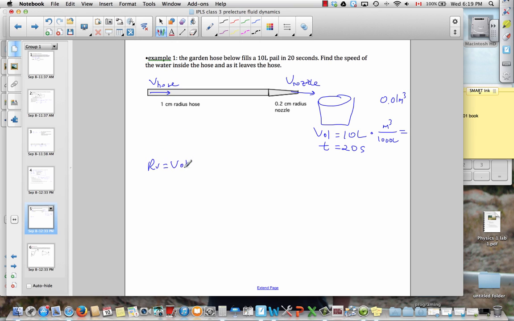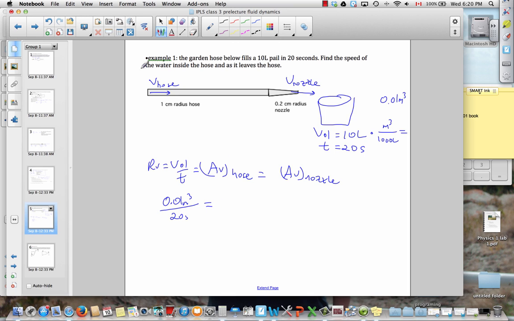Volume rate of flow, which is volume over time, is going to be the same in the hose as it is at the nozzle, because if those two flow rates weren't the same, then in between fluid has to be appearing or disappearing, and that's clearly not possible. So what is the volume rate of flow? Well, we know it's about 10 liters over 20 seconds, or 0.01 cubic meters over 20 seconds.